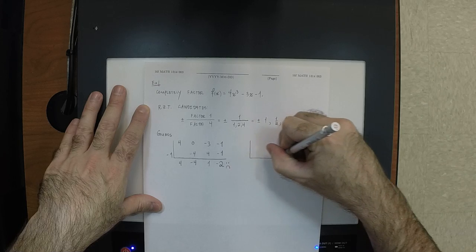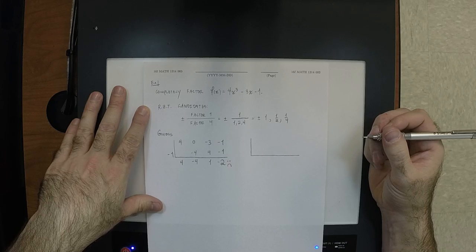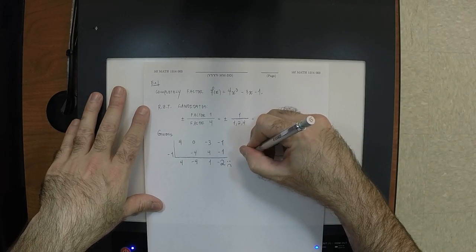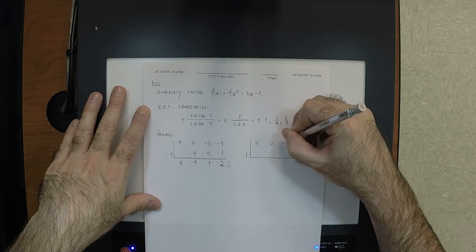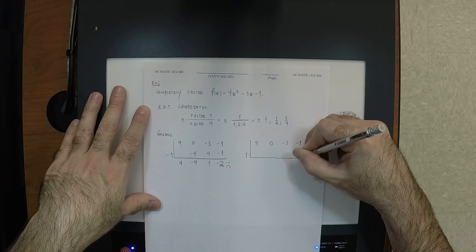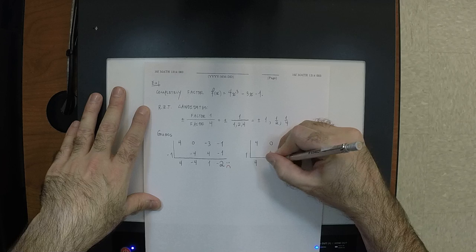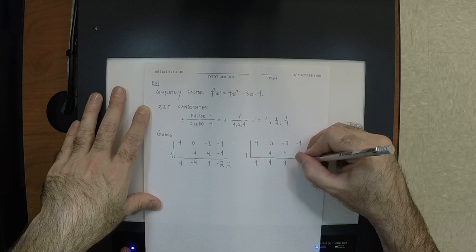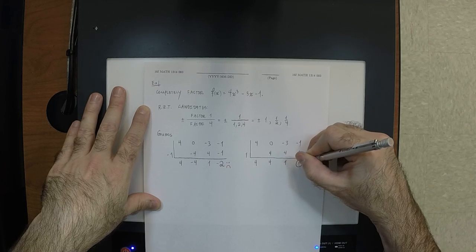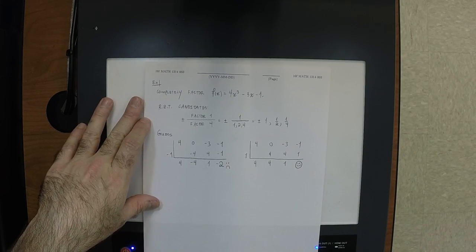So now what would you like to try? -1/4? Negative a fourth? Okay, we'll try 1. So, 4, 0, -3, -1. So we'll try that. Okay, so carry this down and then alternate multiplies and adds. Multiply, add, multiply, add. And yay, we got a 0. I'm so happy about that. I'm going to make it a smiley face. Terrific. So that means that we guessed correctly on the second try.